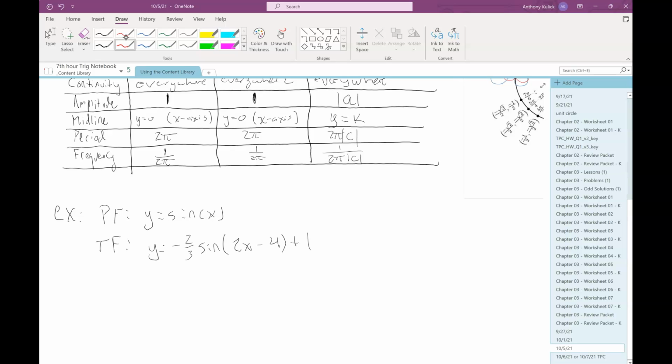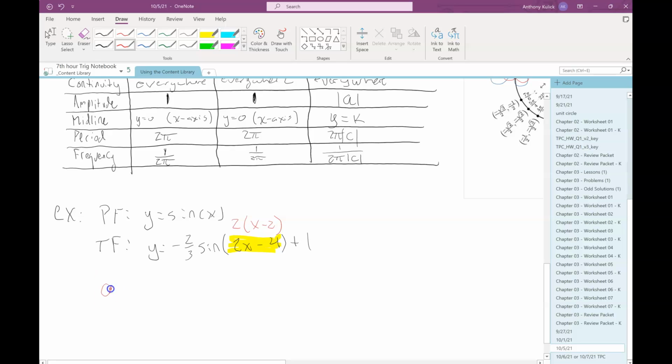First thing I'd want to do is identify the values for A, C, H, and K. So that means having to worry about factoring this inside piece. Everybody's okay with that?